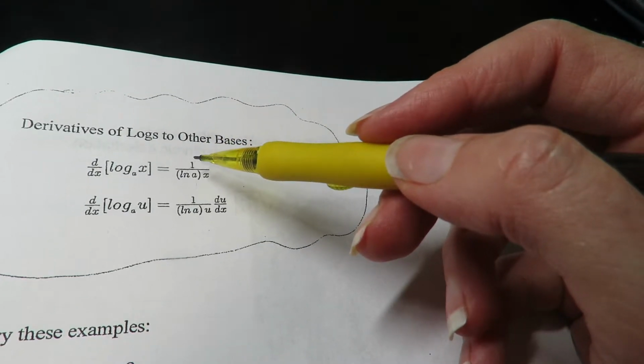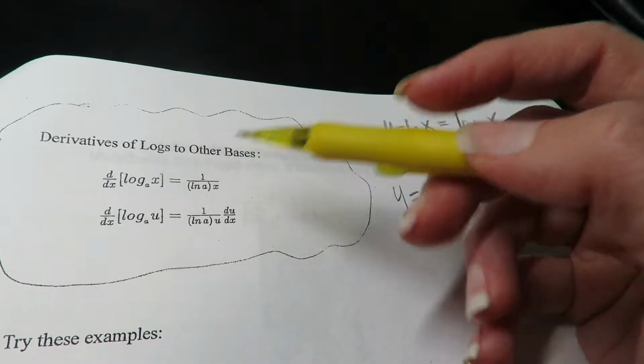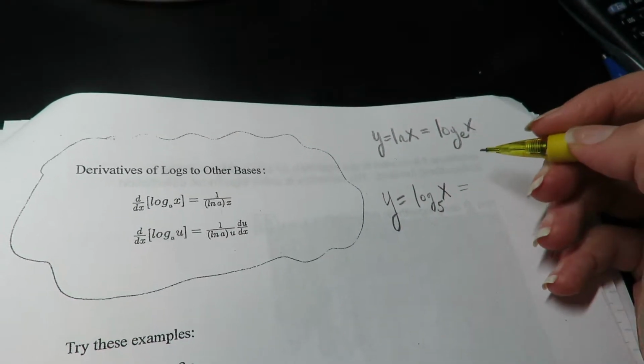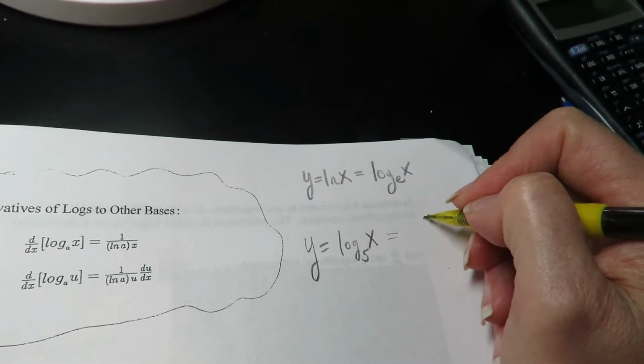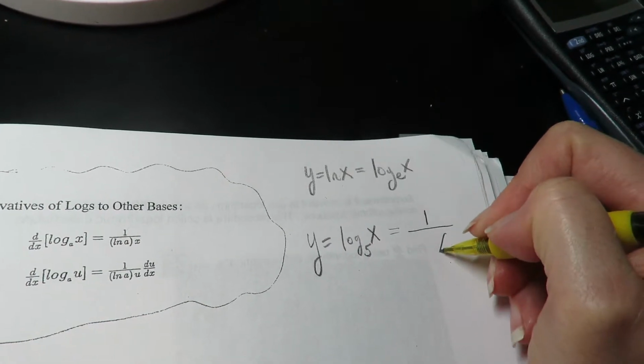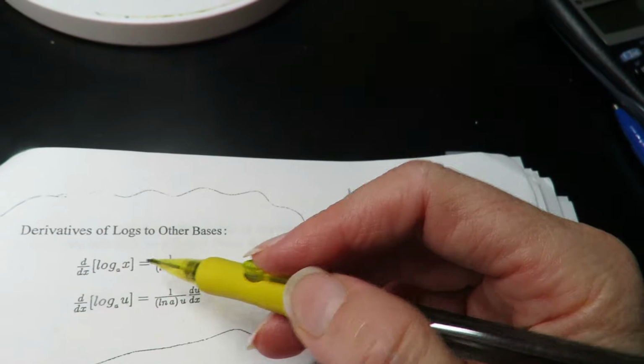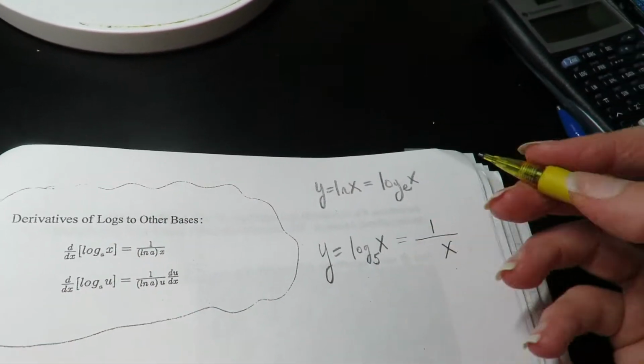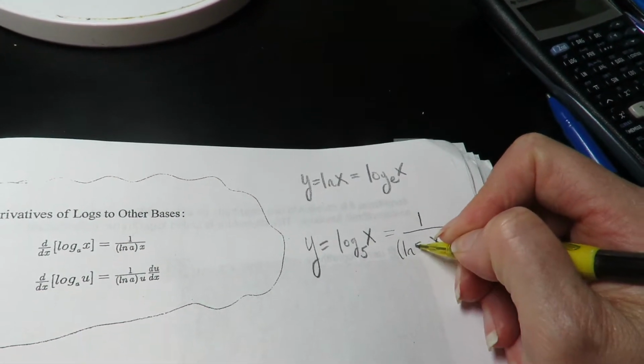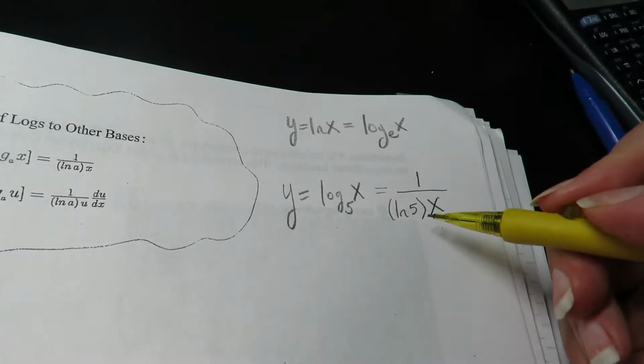So this means that you have to do 1 over the inside, as we know. So it's 1 over x. There's the 1 over x part. But then it has that extra case where you have to take the ln of the base. So the base here is 5. So I have to write ln of 5. So this is for a non-composite.